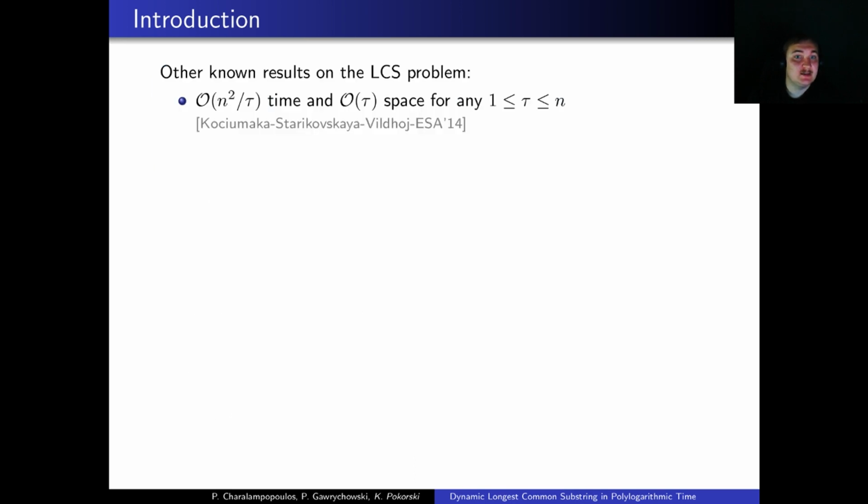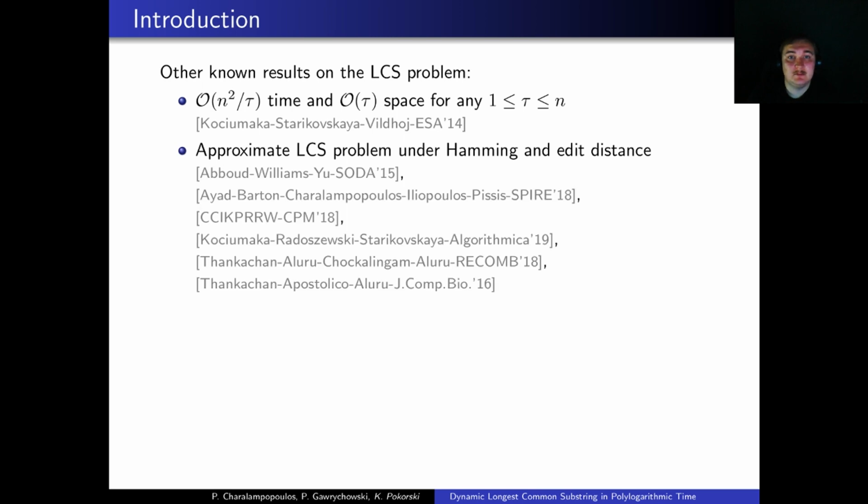So what was known about the LCS problem? There is a space-time trade-off: for any parameter t between 1 and n, it's possible to construct an n squared divided by t time algorithm that works in t space. There were also many papers on approximate LCS, for example, under Hamming or edit distance.